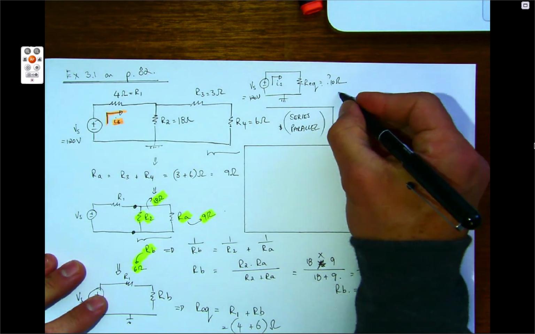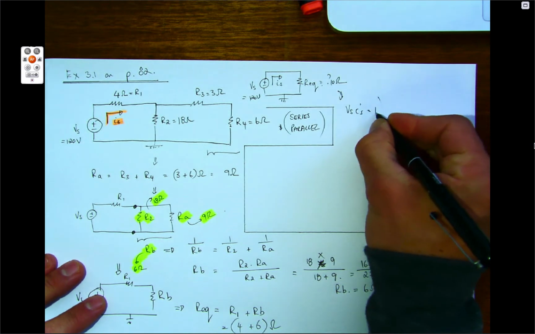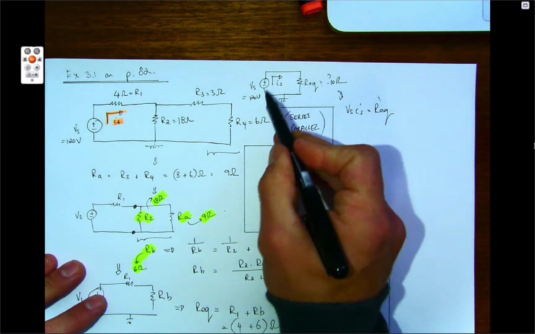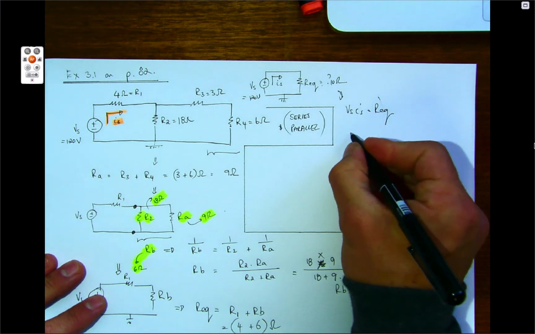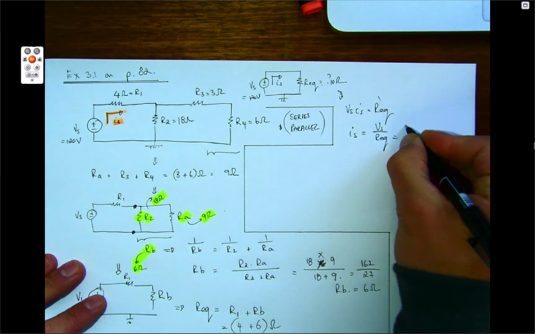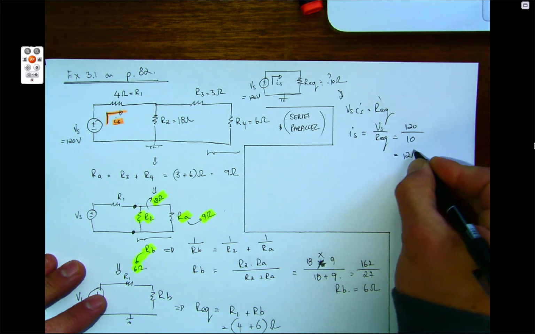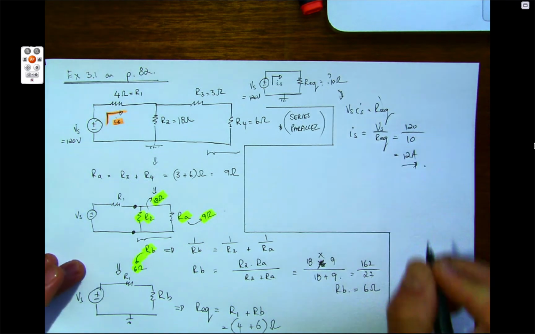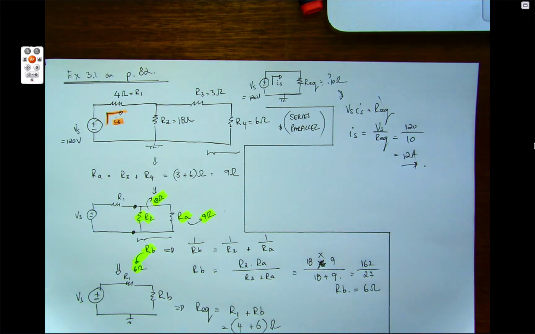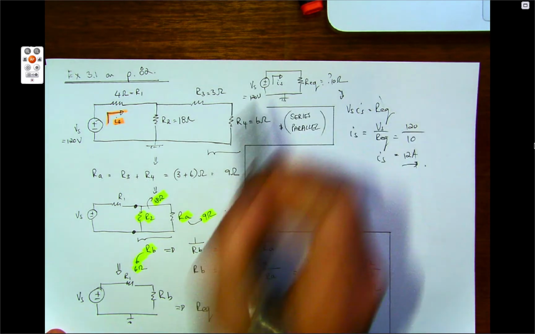First calculation. Let's calculate the value for IS using Ohm's law in this very simple circuit over here. So IS is equal to 120 divided by 10, which is equal to 12 ampere. Okay, that is our first answer. Now we've got the total current flowing through the loop.